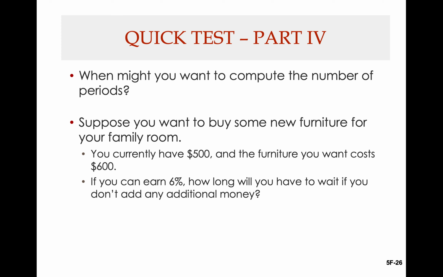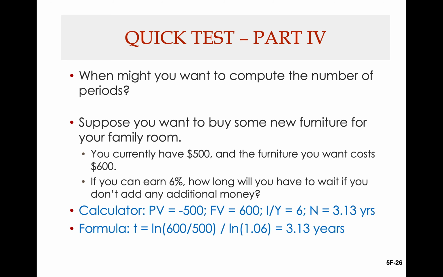Let's look at another example. Suppose you want to buy some new furniture for your family room. You currently have $500 and the furniture you want costs $600. If you can earn 6% interest, how long will you have to wait if you don't add any additional money? You can use either the formula or the calculator to enter the information that you know from this problem.